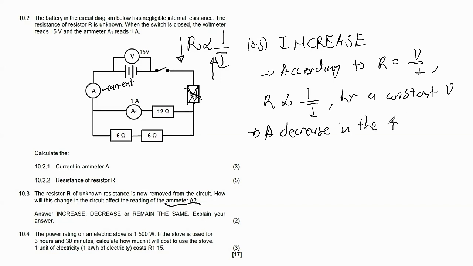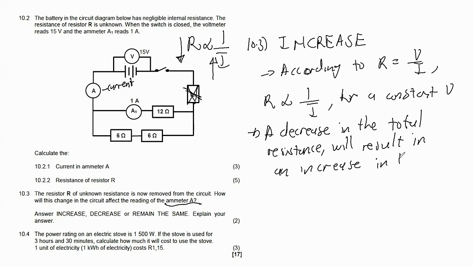Now, a decrease in the total resistance will result in an increase in the total current. So that's just how we explain that. So we just say increase, and then that is based on the relationship. So we know that when there is a decrease in the total resistance, then this will lead to an increase in the total current, right?